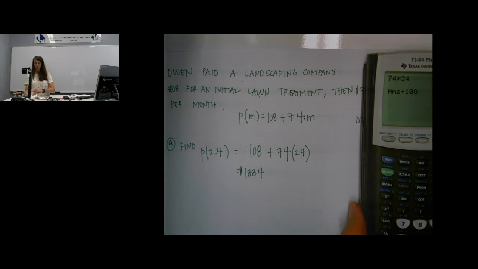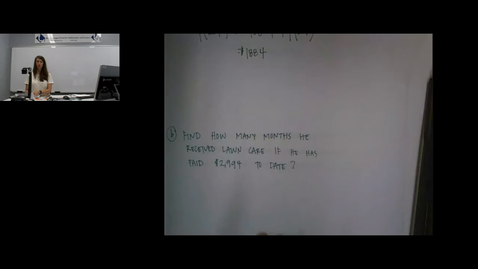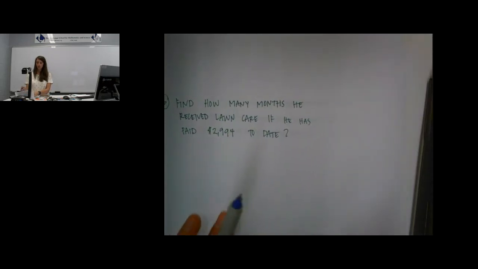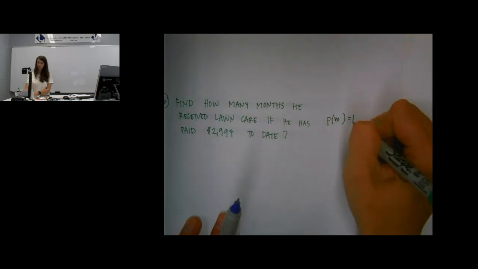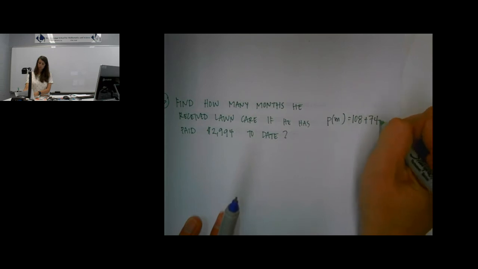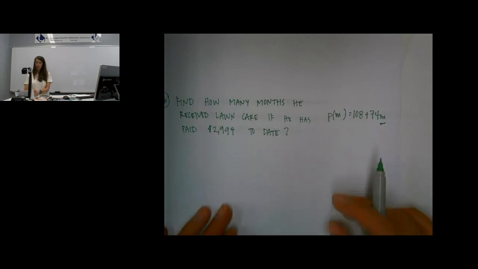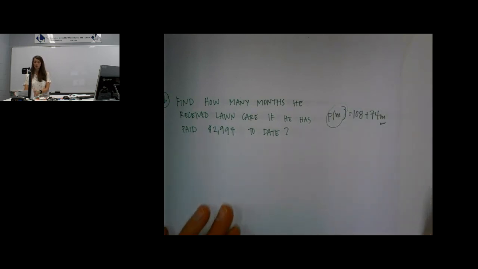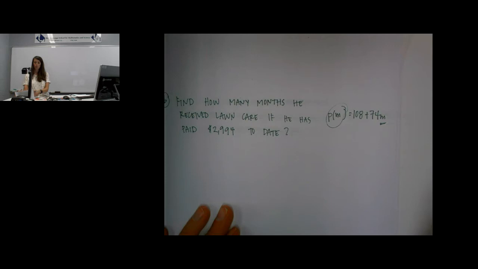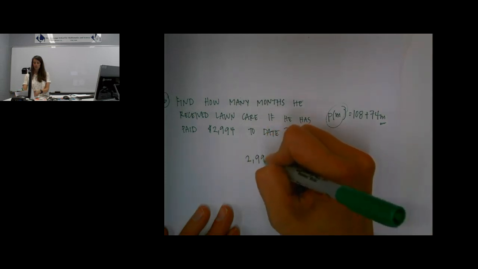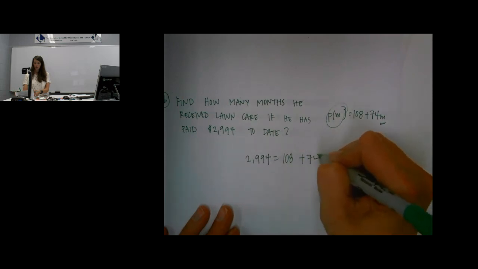All right, let's look at this next one. So find how many months he received lawn care if he has paid $2,994 to date. That means until today. So I'm going to rewrite my function down here so that you can see it. Okay, so here I'm actually going to be solving for M. So I know how much money I'm paying out. So I know the total, just like I did in that last problem. So that means 2,994 is going to be equal to 108 plus 74M.